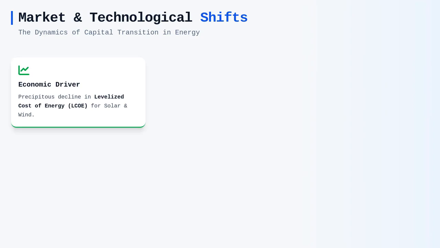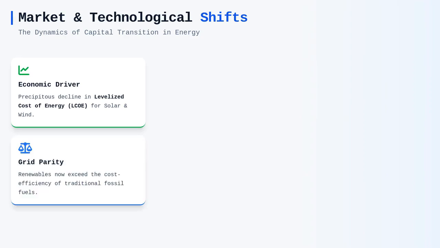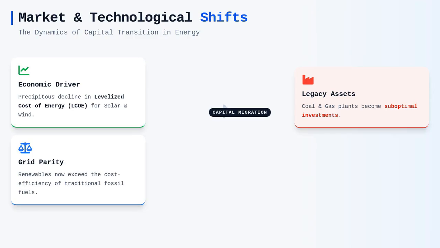When we discuss market and technological shifts, we are essentially looking at the speed and magnitude of capital transition away from high-carbon assets. Consider the precipitous decline in the levelized cost of energy for solar and wind power, which has fundamentally changed the economics of utility-scale energy production. As these technologies reach and exceed grid parity, legacy coal and gas-fired plants increasingly function as suboptimal investments that struggle to compete on a purely operational basis.